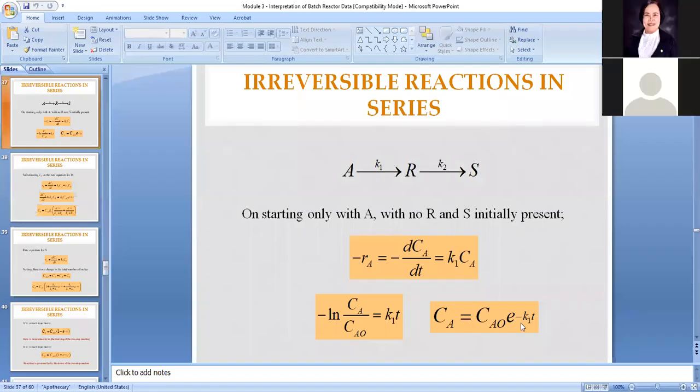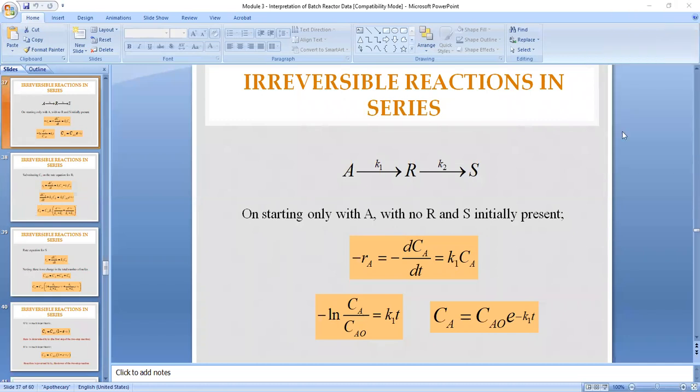Okay, so I hope you can see the slide on irreversible reactions in series. In here, we'll just limit our irreversible reaction in series to a two-step reaction. Okay, so we have here the intermediate R being formed, but we are interested in the final product S from a single reacting species that is being converted, and that is our A. So we are given a single species in which we are to produce the final product S.